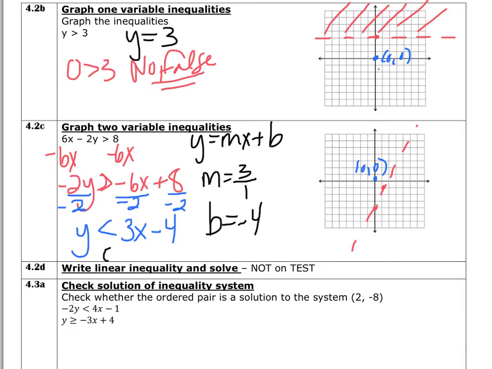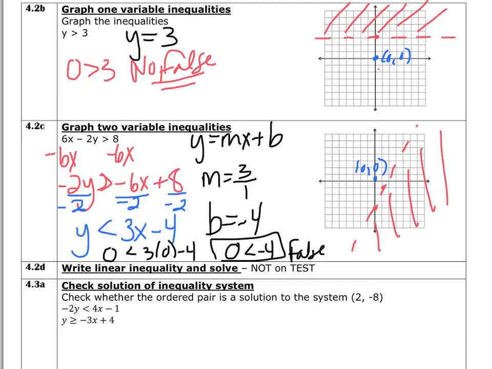If I do that, this would say 0 is less than 3 times 0 minus 4. That would say 0 is less than negative 4. 0 is not less than negative 4. This is false, which means this is the incorrect side. So here I would shade downward on this side. And that's your final answer.